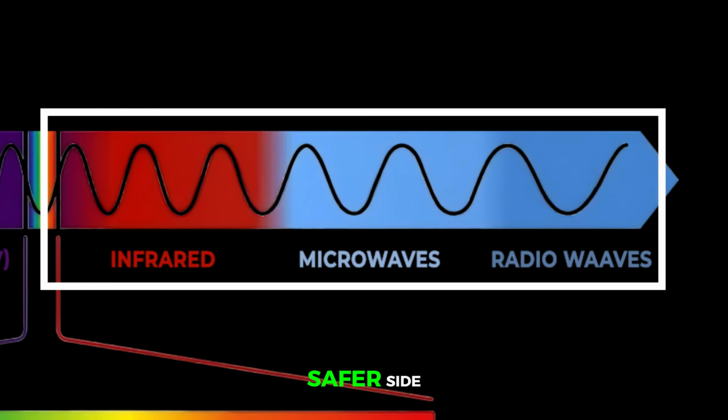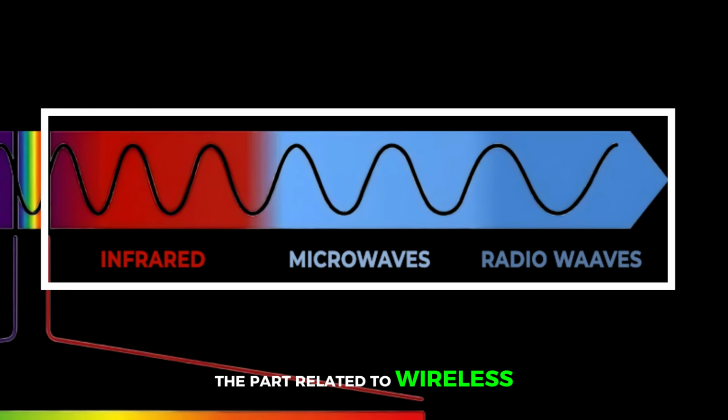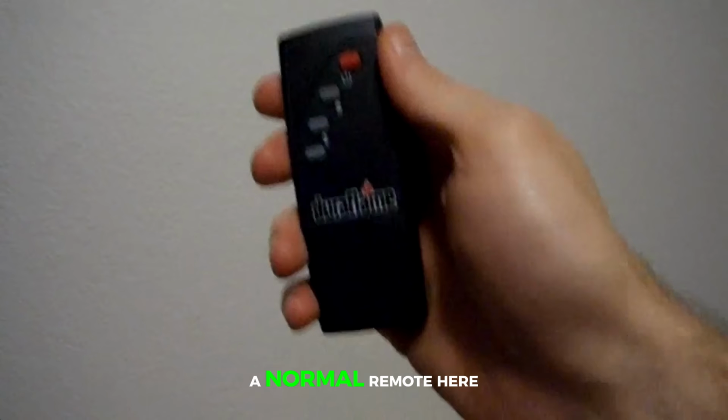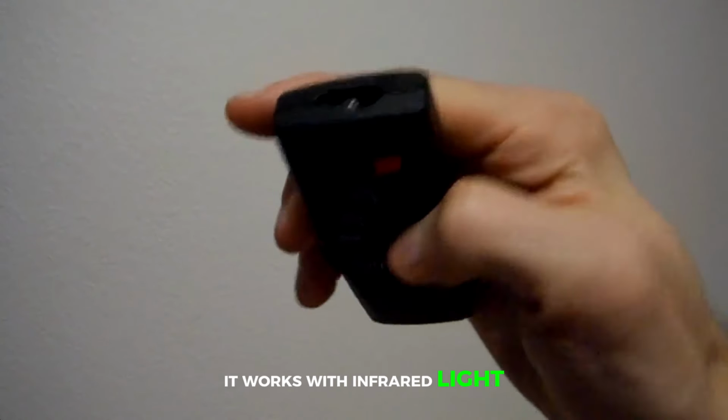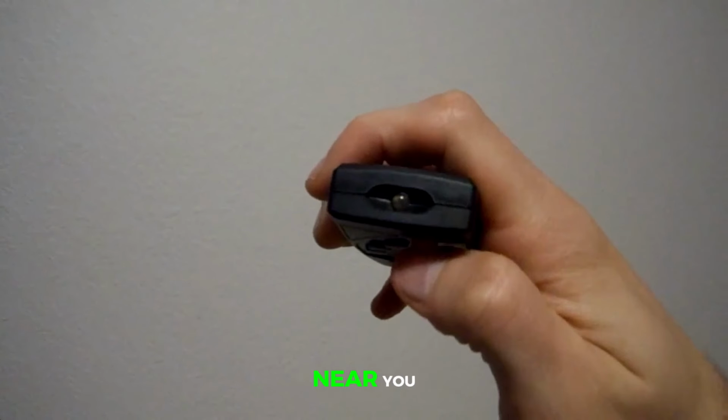Now, let's move to the safer side, the part related to wireless communication between all devices. Okay, I want to show you an example of how your eyes can't see infrared or ultraviolet light. I've got a normal remote here. The kind we all use. It works with infrared light. You can grab any remote near you and look at this little LED part. Press a button, you won't see anything.